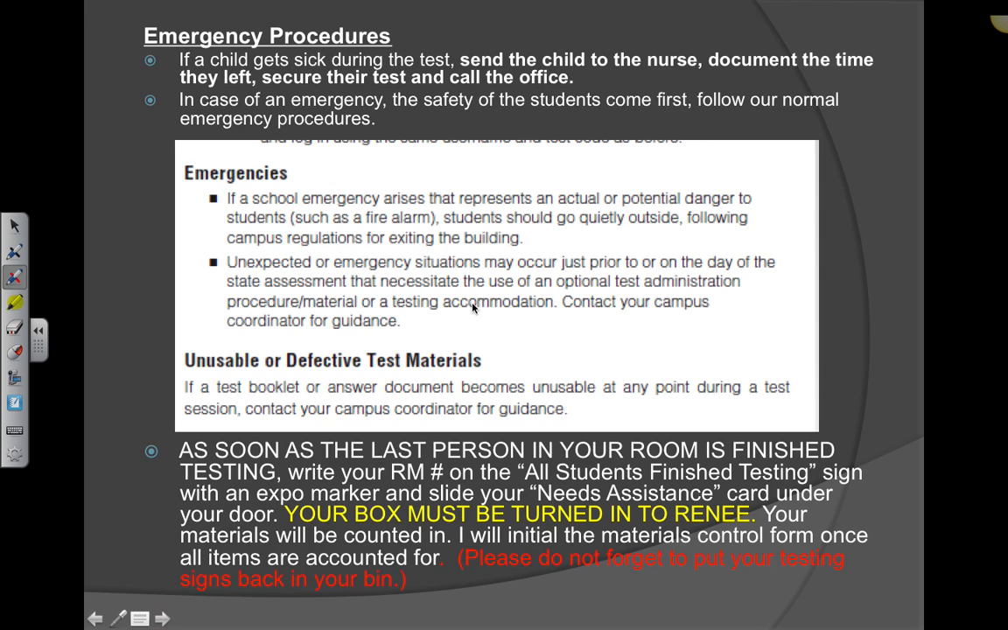Emergency procedures. We will not be planning any kind of drills on testing day. So if a fire alarm goes off, we need to follow all of our regular emergency procedures. Safety is number 1.